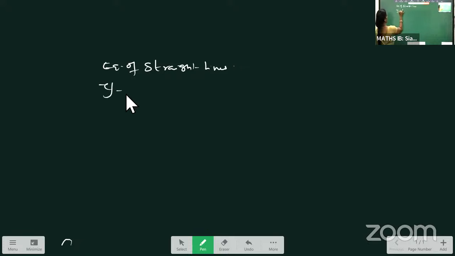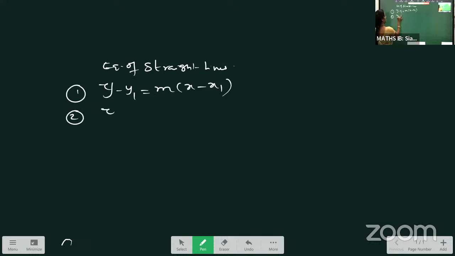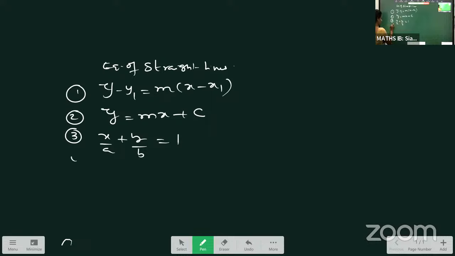First one: y minus y1 is equal to m into x minus x1. Second one is y is equal to mx plus c. Number 3 is x by a plus y by b is equal to 1. And the fourth one is x1 plus r cos theta, comma, y1 plus r sin theta.